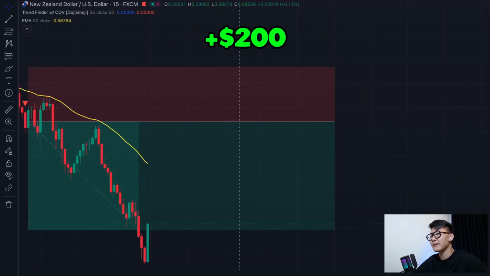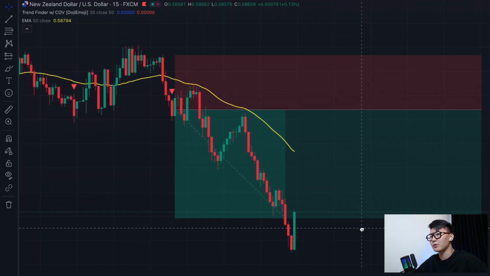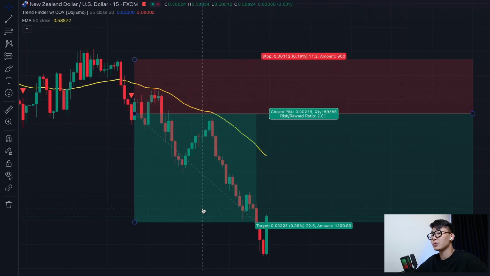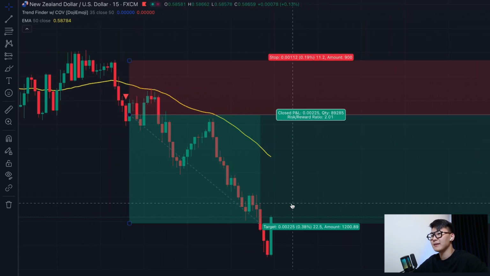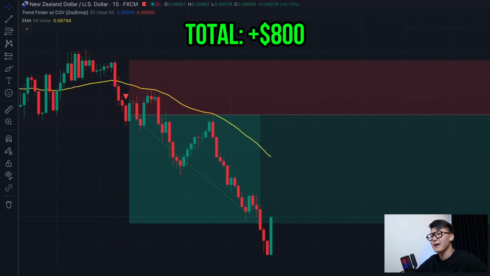And as you can see, the last trade of the session closed in profit as well. Another $200 to my account, and the signal was perfect, and I earned a total of $800 today. I'm really happy with this result. This is a simple but effective trading strategy, and I hope I've demonstrated it clearly.